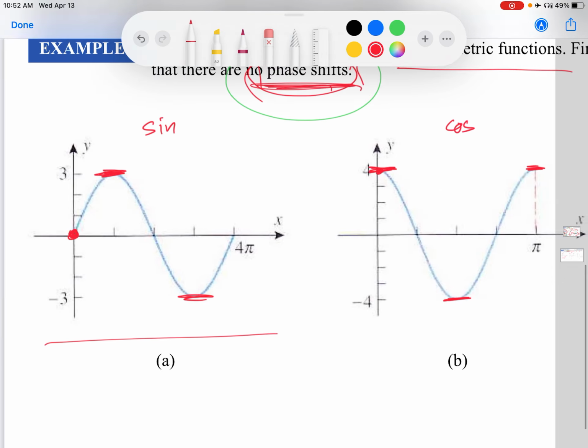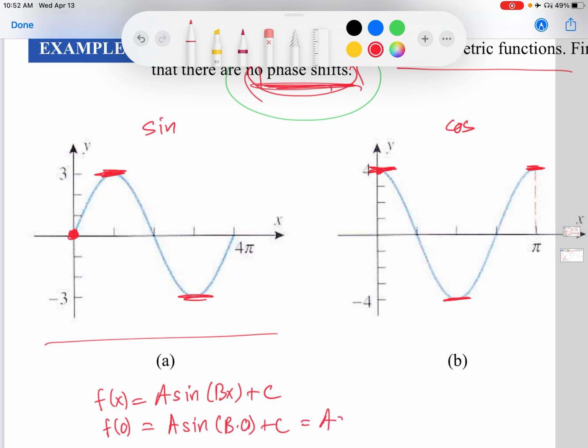Why do I say all this? Well, go back to the basic equation, for example, for sine here, and look at what happens if we now think of this as a function, f of x. Look at what happens if I look at x equals 0. I would get A times sine of B times 0 plus C. That's A sine of 0 plus C. Sine of 0 is 0, so that's just C. So in other words, at x equals 0, the y value, f of 0, of this graph is equal to C. C is the midline.